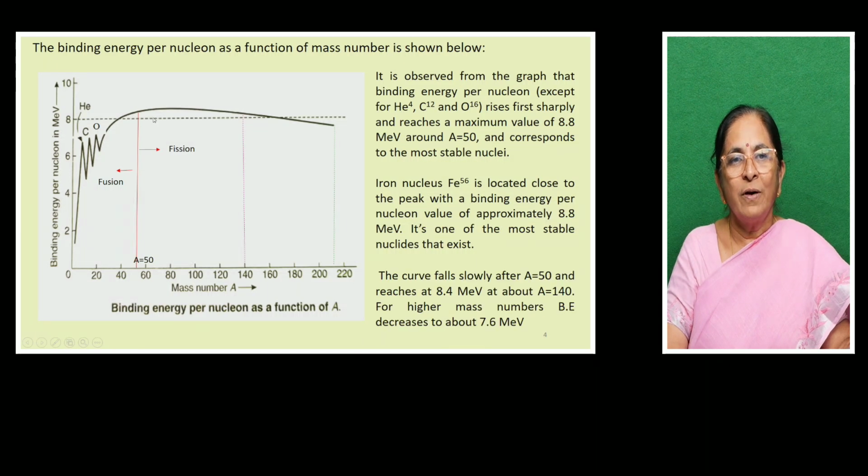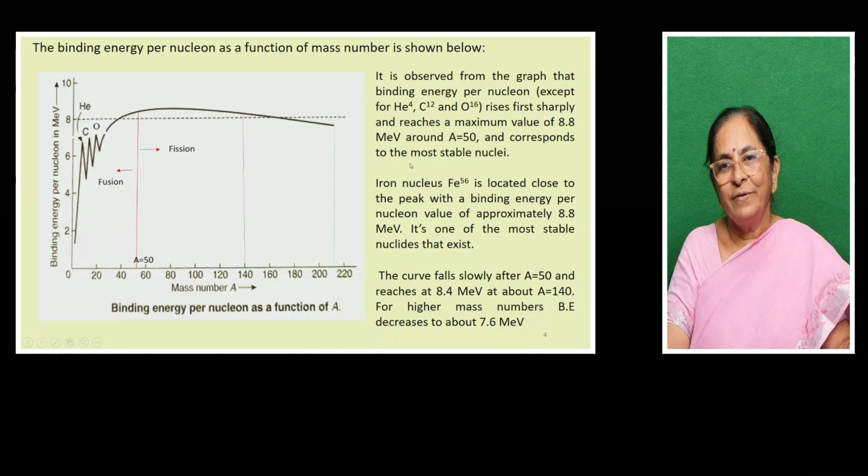Then the curve falls slowly at around A equal to 140. It reaches the value of 8.4 million electron volts, and then binding energy decreases at around 210. It becomes 7.6 million electron volts. So if you check the binding energy per nucleon for the elements in the periodic table, we find that it is increasing, reaching the maximum value, and the minimum value will be 7.6 million electron volts.